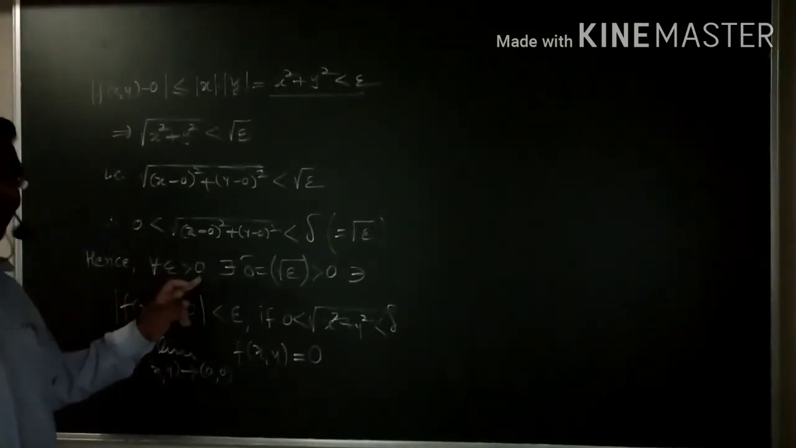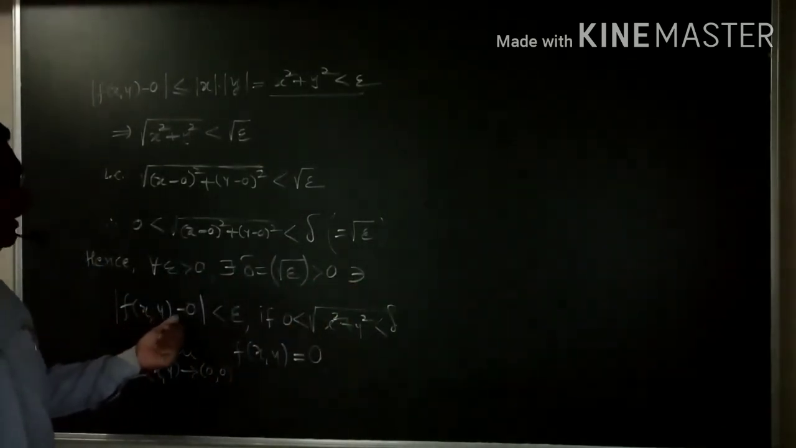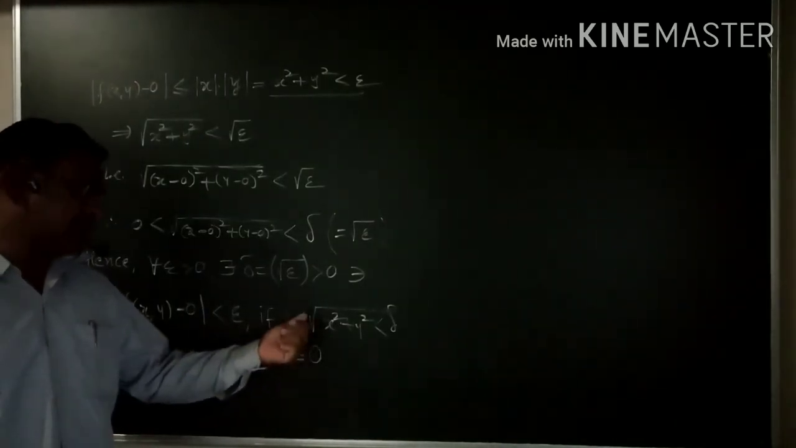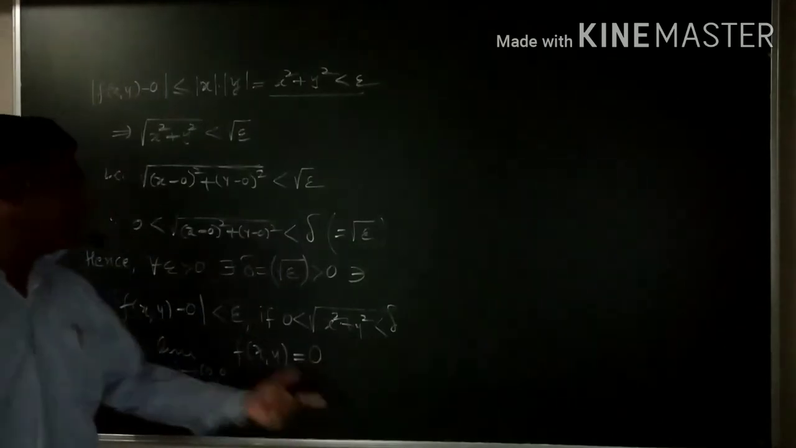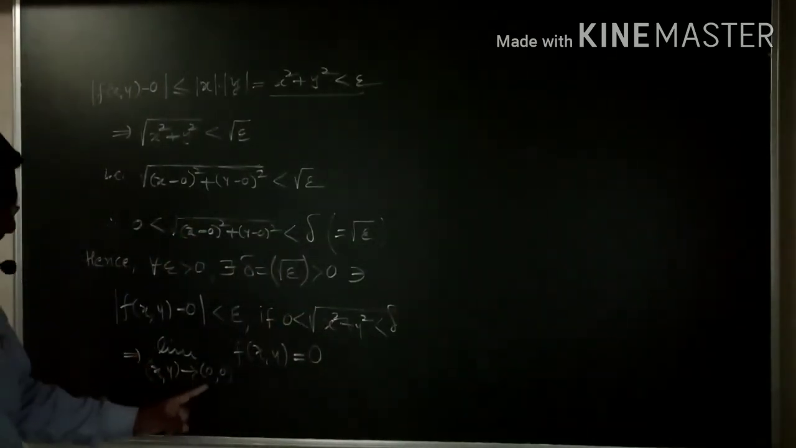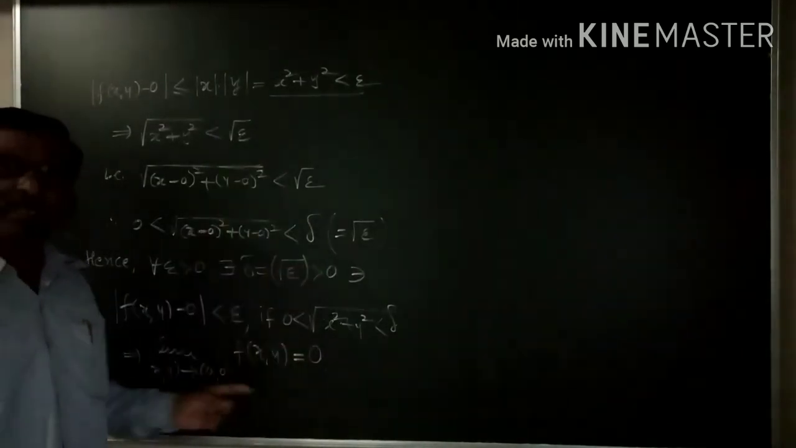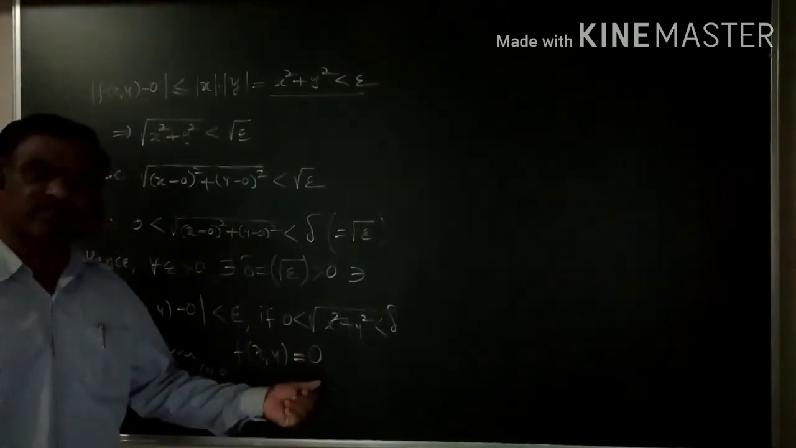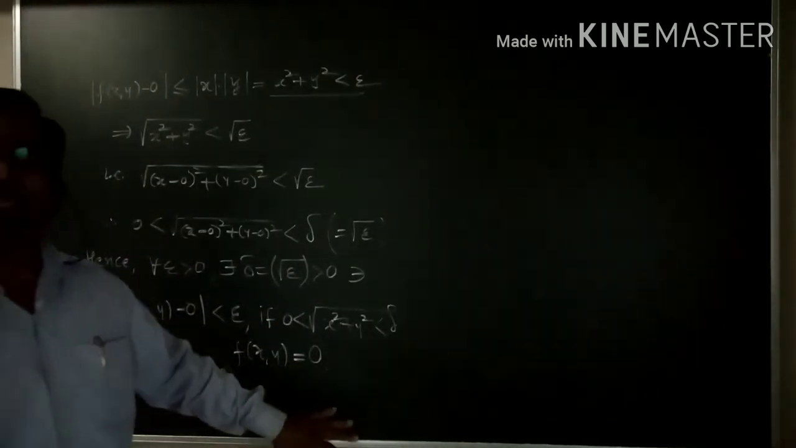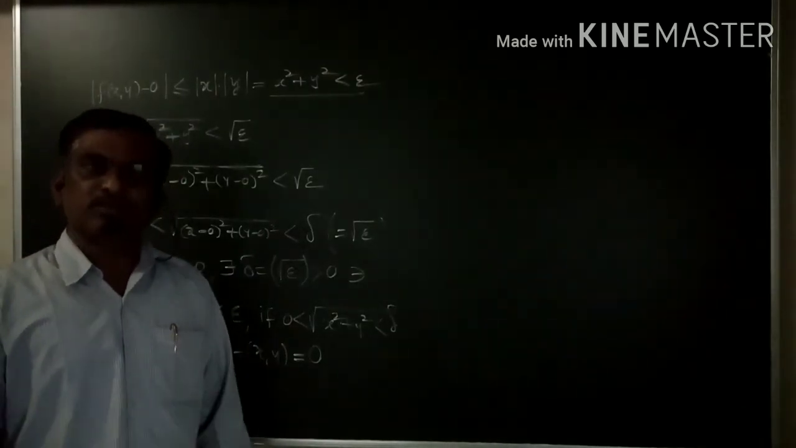And hence, for every epsilon greater than 0, there is a delta greater than 0, so that absolute value of f of x, y minus 0 is less than epsilon, if 0 is less than root x square plus y square less than delta. This implies limit x, y tends to 0, 0 of f of x, y is equal to 0, and hence we have the answer for the given problem as 0. In this way, we can use the definition to solve the problems. Next part we will see in the next lecture.